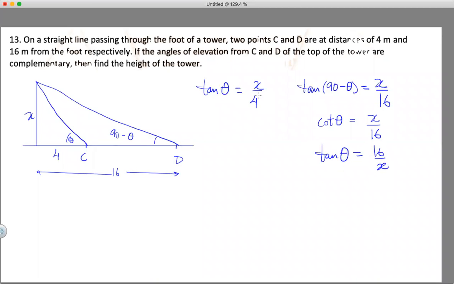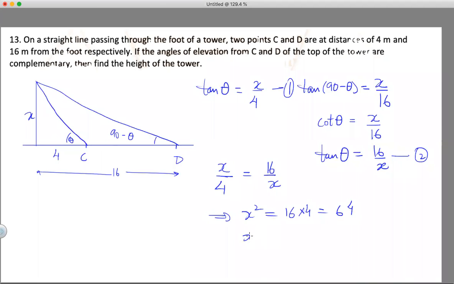Now we have tan theta expressed in this way, which is our equation 1, and tan theta expressed in this way, which is our equation 2. Now we can equate the two things. So we can say x by 4 is equal to 16 by x, which means x square is equal to 16 into 4, which is 64, and x is equal to plus minus 8.